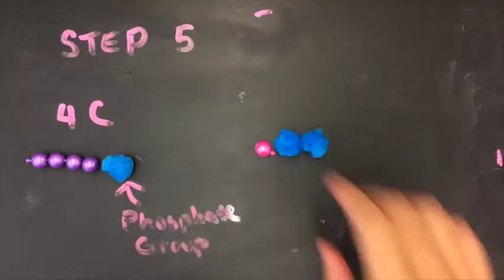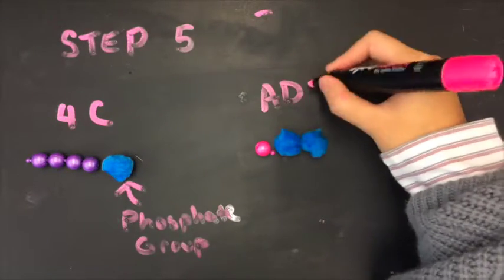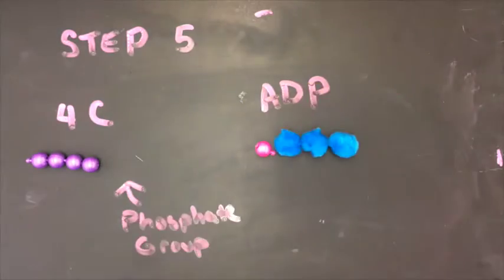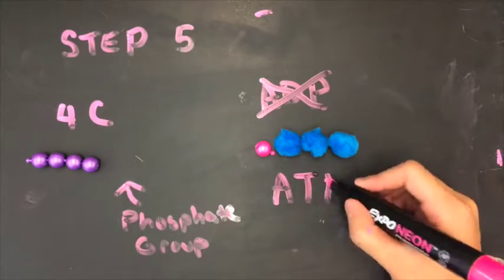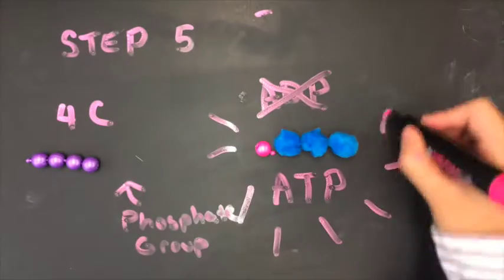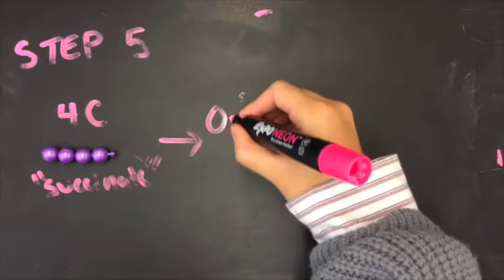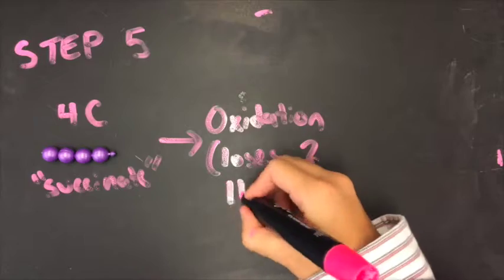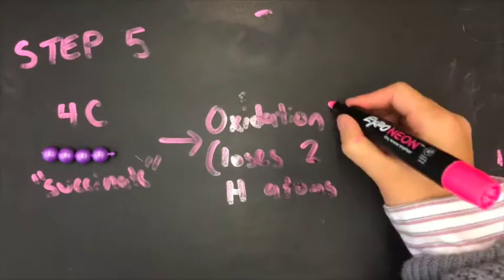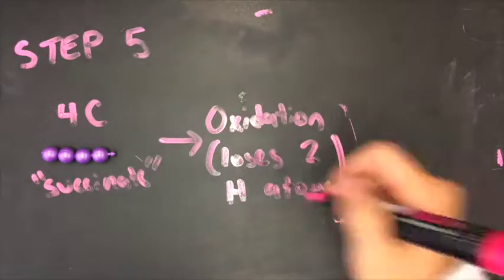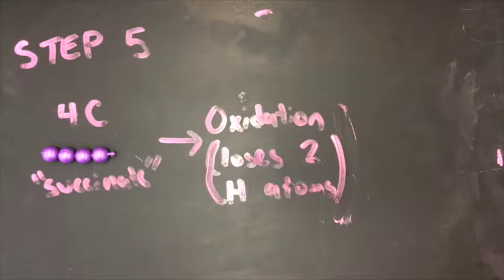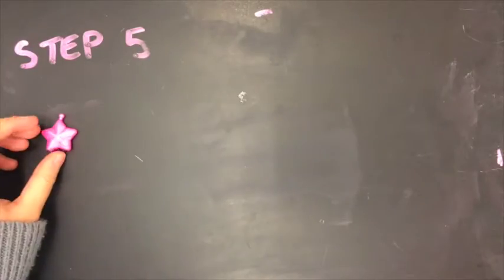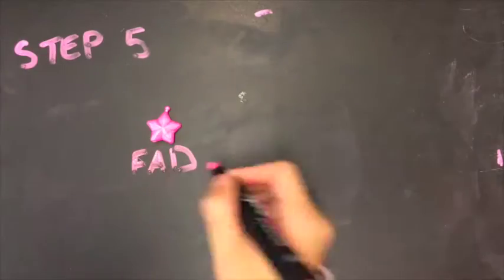Then, this phosphate group transfers once more to an adenosine diphosphate molecule, which becomes an adenosine triphosphate molecule, also known as ATP. This is the only time ATP is produced in the entire cycle. The 4-carbon molecule remaining is a molecule called succinate. The 4-carbon molecule succinate oxidizes, which means it loses electrons. In this case, 2 hydrogen atoms are lost from the succinate molecule. The 4-carbon molecule remaining is called fumarate.